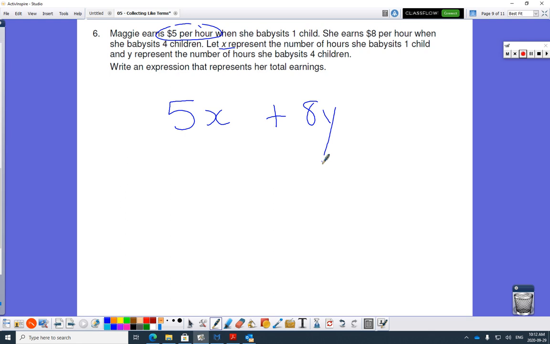Once you know how many hours, you fill it in here and you go 5 times, you do that substitution from last chapter, right? You go 5 times however many hours. And this is plus 8 times however many hours. So the x and y is where you plug in the number of hours. If you want, that's what this expression is. It's a plug-in thing where you can just plug in the number of hours.